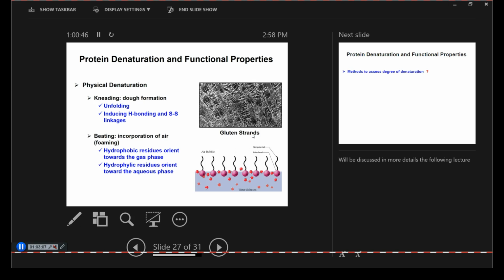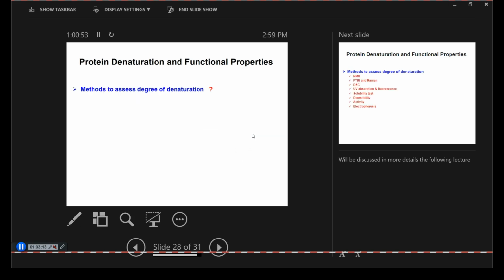We'll talk more about that in a little bit here. So we talked about a lot of methods last week. Can you recall any method we talked about that is useful to assess degree of denaturation in a protein?